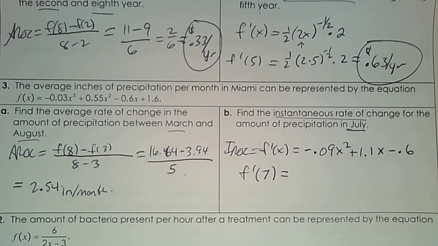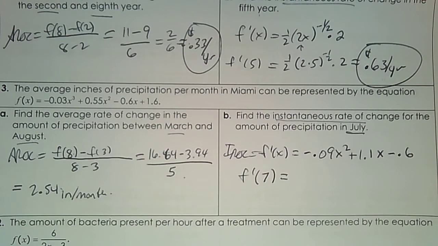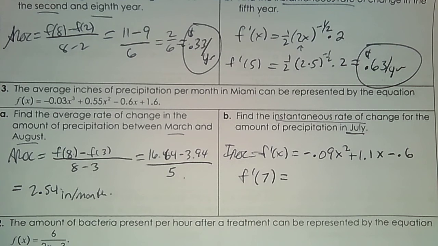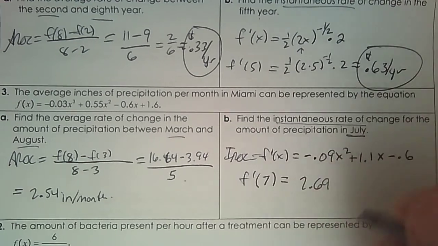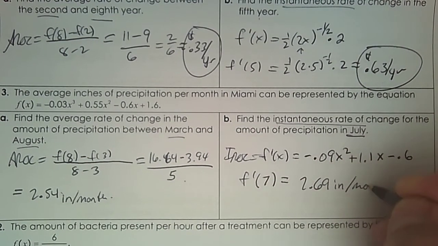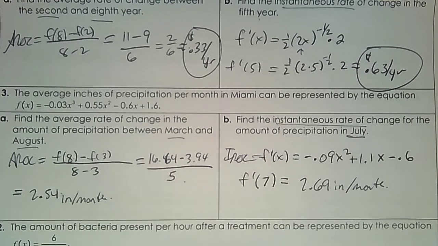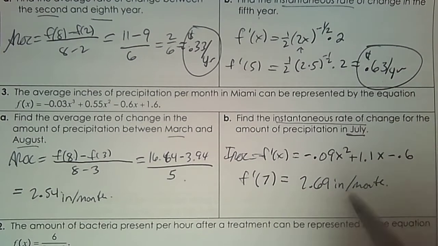We get, let's try that again, negative 0.09 times 7 squared plus 1.1 times 7, subtract 0.6. Let's see if this one gives me an answer that makes sense. 2.69. So that's 2.69 inches per month. So in the month of July, instantaneously it increased by this much, 2.7 inches of rain per month.